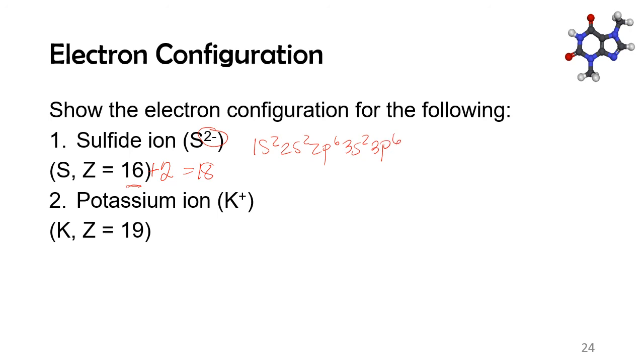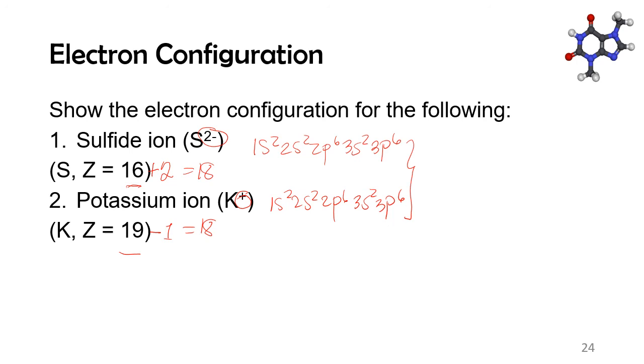Now let's go to the potassium ion. Potassium has an atomic number of 19. The potassium ion lost 1 electron, so we subtract 1 electron from its number of electrons. This gives us 18. The electron configuration for the potassium ion is 1s2, 2s2, 2p6, 3s2, 3p6. Note that the sulfide ion and the potassium ion now have the same electron configuration.